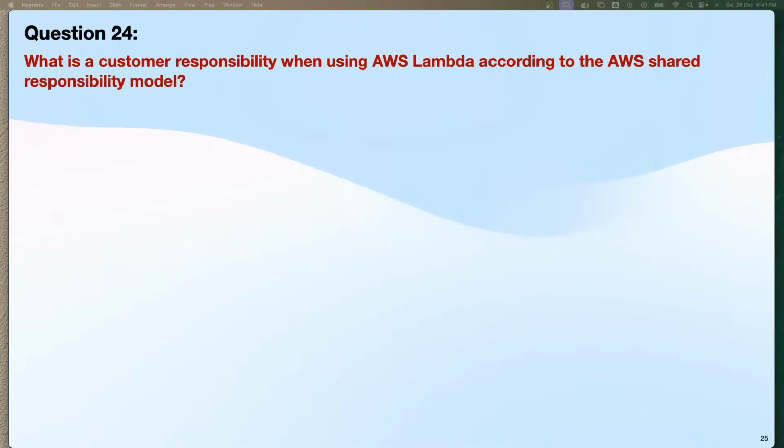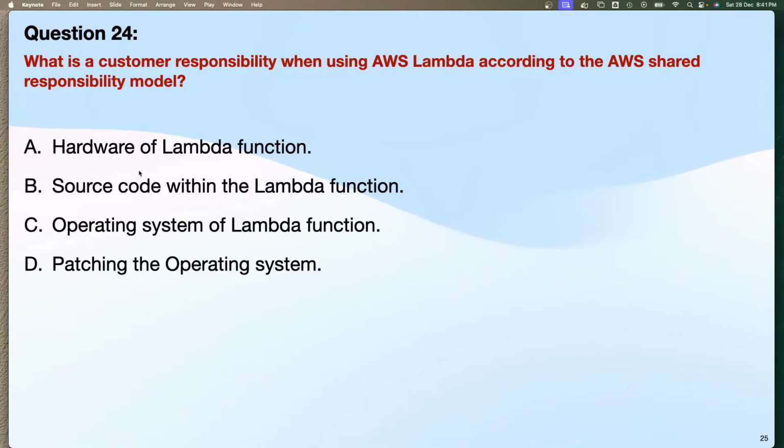So if I go to question number 24, what is a customer responsibility when using AWS Lambda according to the shared responsibility model? Again, remember, AWS Lambda is a managed service. So again, AWS is trying to understand what understanding you have of the shared responsibility model, right? AWS Lambda is a managed service like DynamoDB, right?